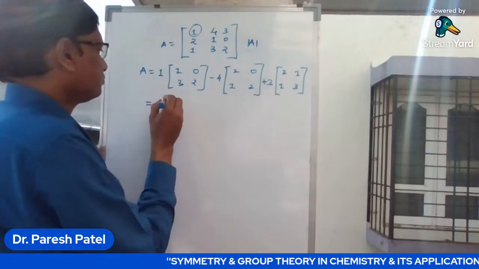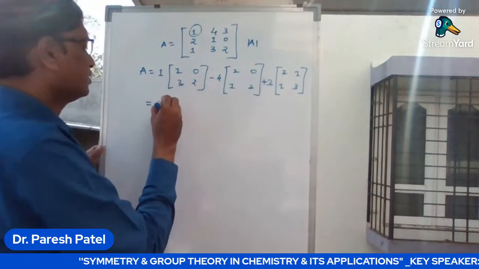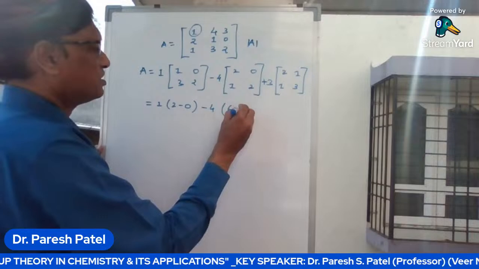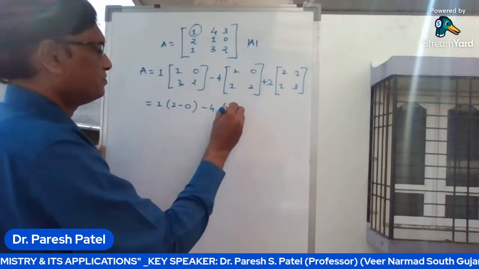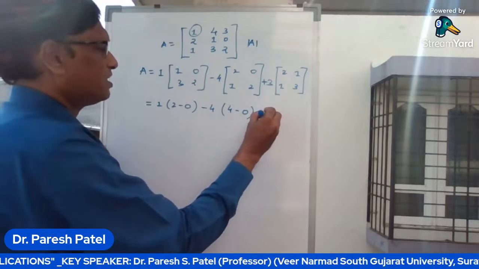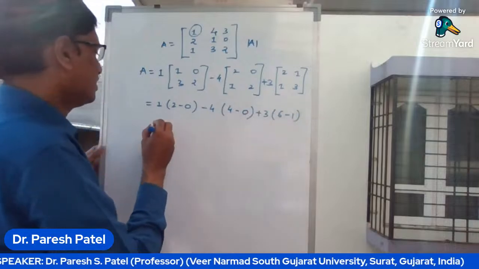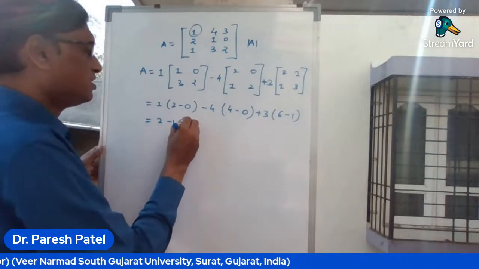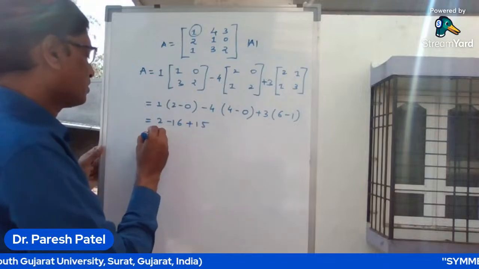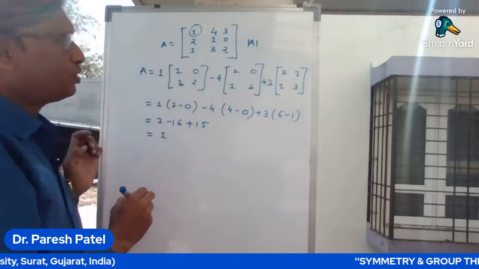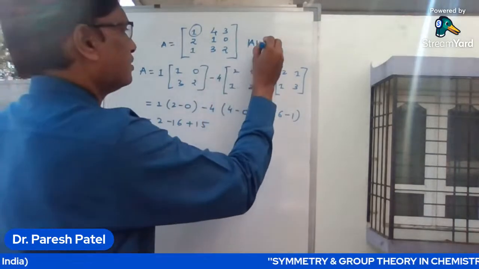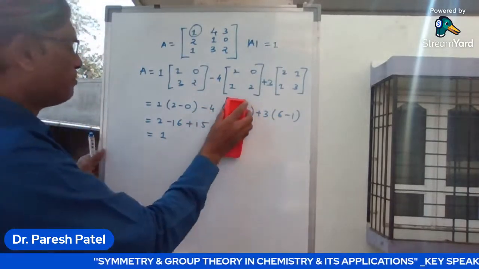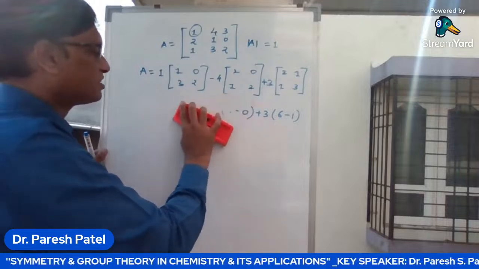This is equal to 1 times 2 minus 0, minus 4 times 4 minus 0, plus 3 times 6 minus 1, which is equal to 2 minus 16 plus 15. So it is equal to 1. So the determinant of this matrix is equal to 1. This is the first step to find the inverse of the three-dimensional matrix.